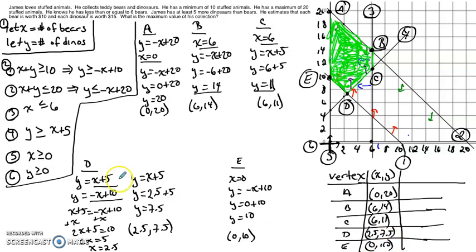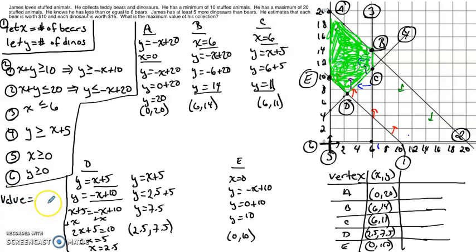Now, we aren't done yet. What we found are the combination of bears, x's, and dinosaurs, y's, that will give us the maximum value of the collection. But only one of these points is going to be the maximum. So what we have to do is find our optimizing function. Our optimizing function is the one that has to do with the money. In this case, we want to know the maximum value. So our optimizing function is value.